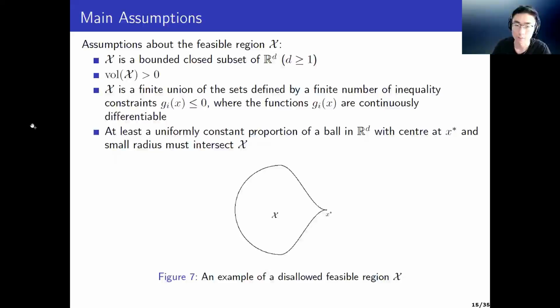Finally, at least a uniformly constant proportion of a ball centered at the global minimizer with a small radius must intersect the feasible region. So this assumption rules out the configuration shown in this picture. Random search algorithms will not be able to approach the minimizer if we are not using local descent, because the path to the minimizer is too narrow, and we cannot find a circle that has a uniformly constant proportion that intersects the feasible region.